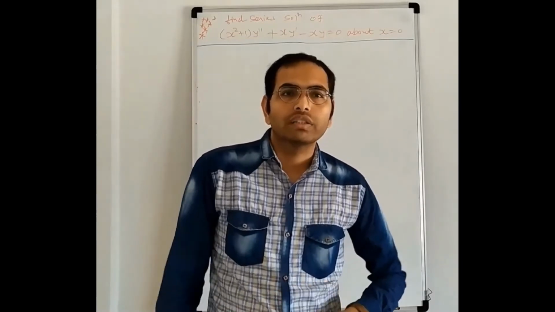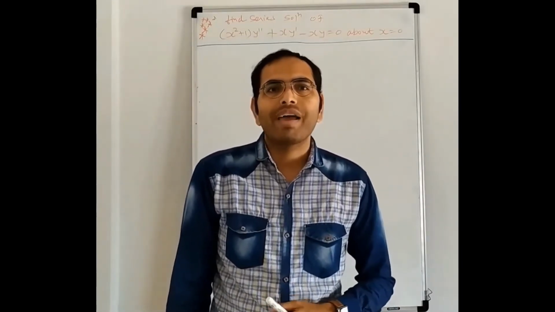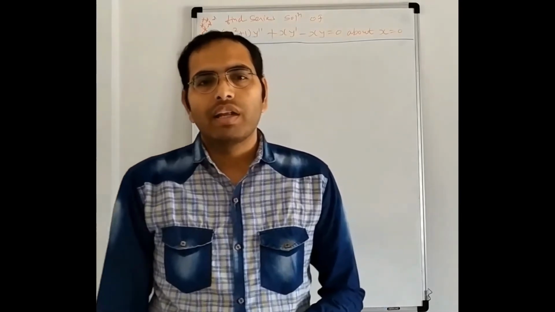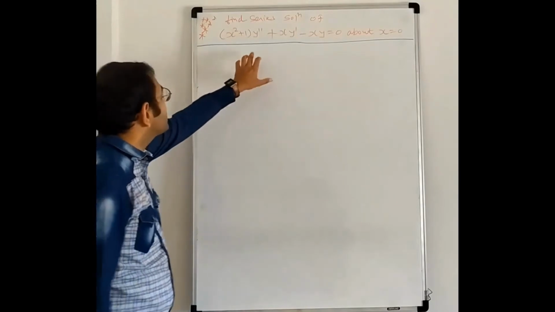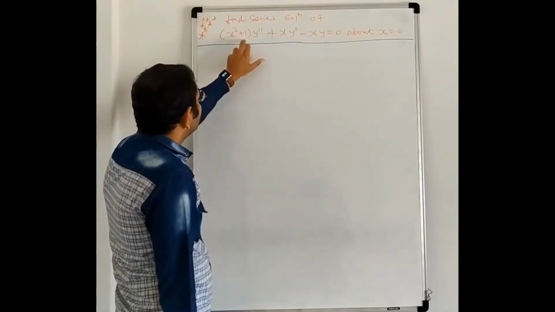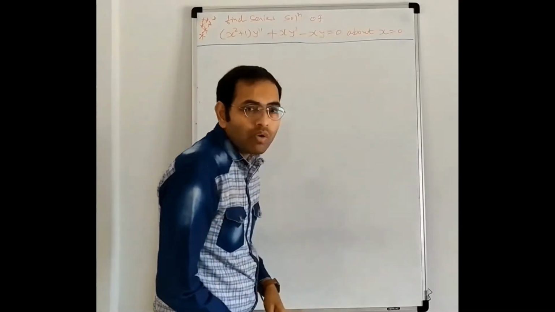Today we learn series solution about ordinary point by a power series method. Let us start with one example. Find series solution of (x square plus 1) y double dash plus xy dash minus xy equal to 0 about x0 equal to 0.